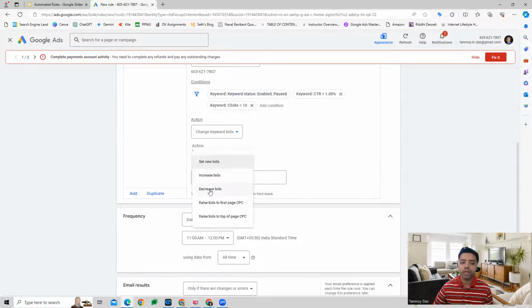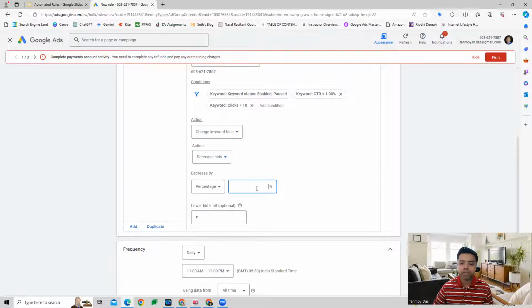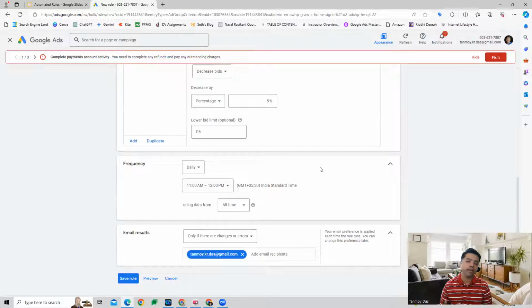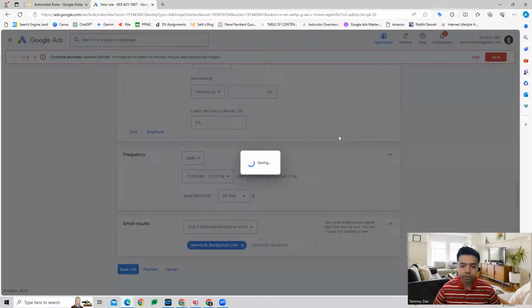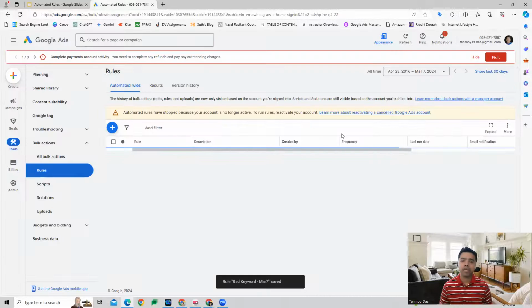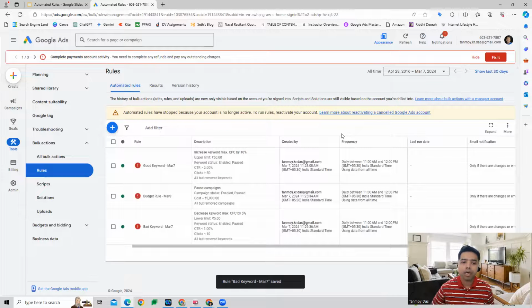So we can again do a decrease bids by percentage. Let's say we want to decrease them by 5%. Here also, we don't want to make the bid 0. We want to decrease their bids, so here you can put a lower limit in this manner. Now this rule will check on a daily basis for keywords which are meeting these criteria and will apply that action on them. In this manner, guys, various types of rules can be created across ads, keywords.